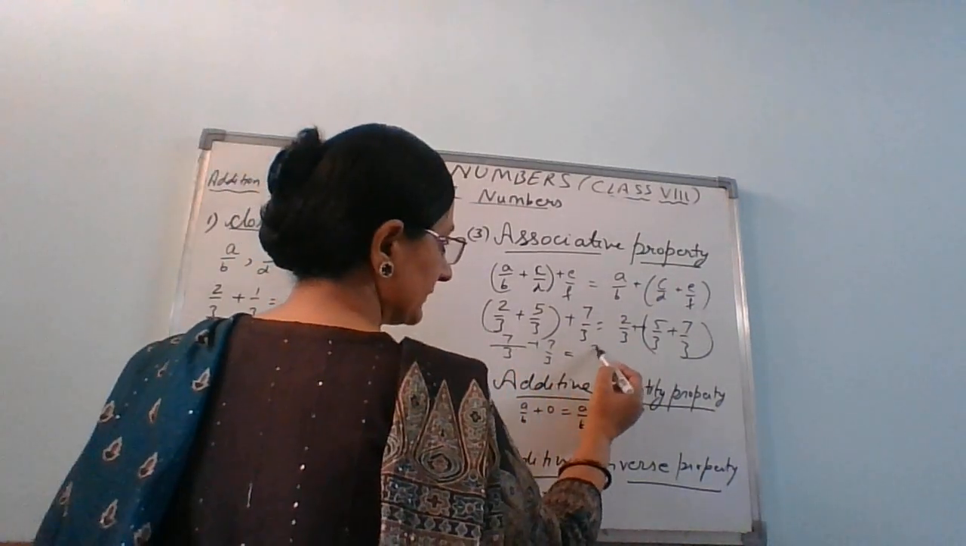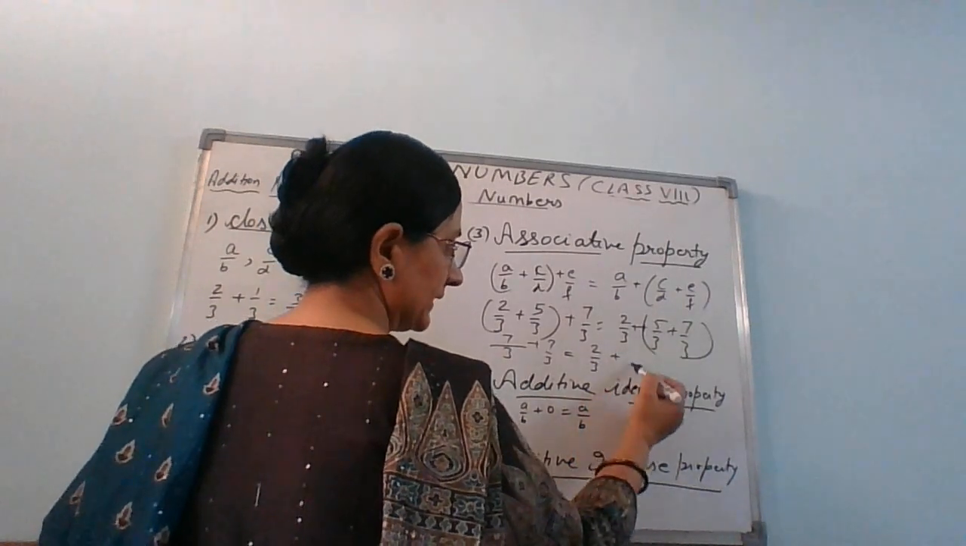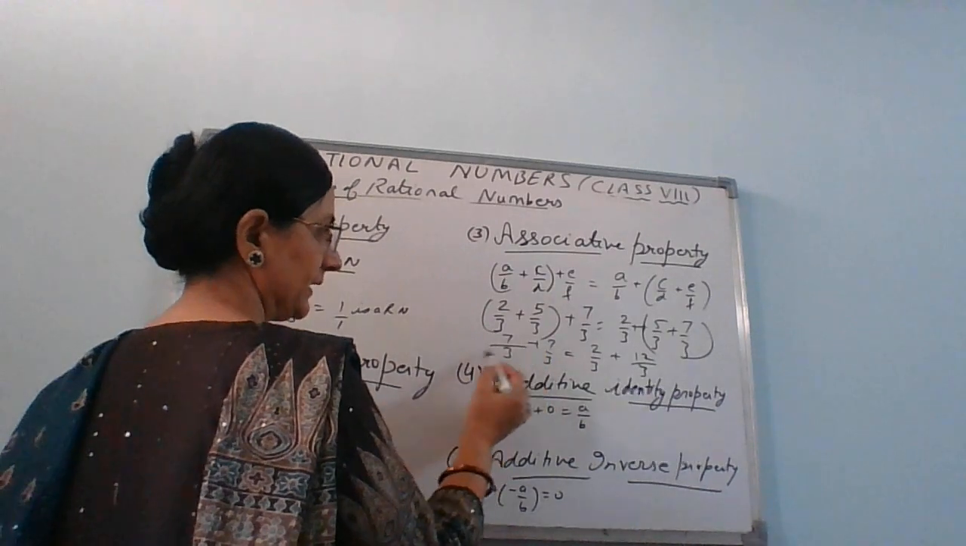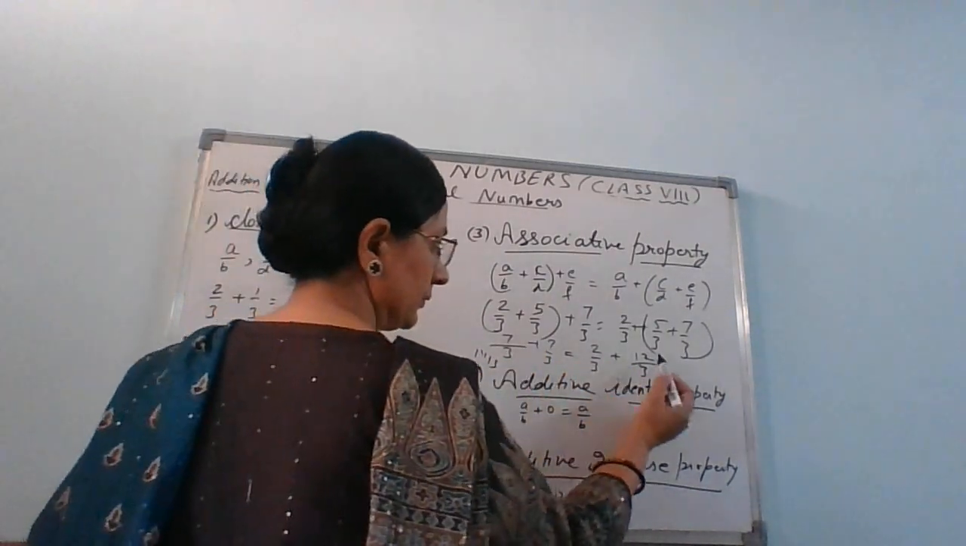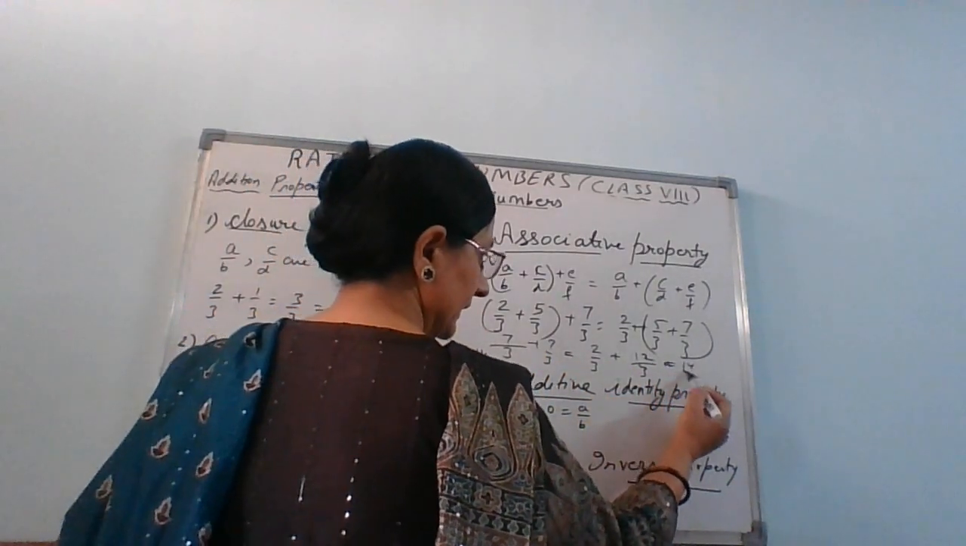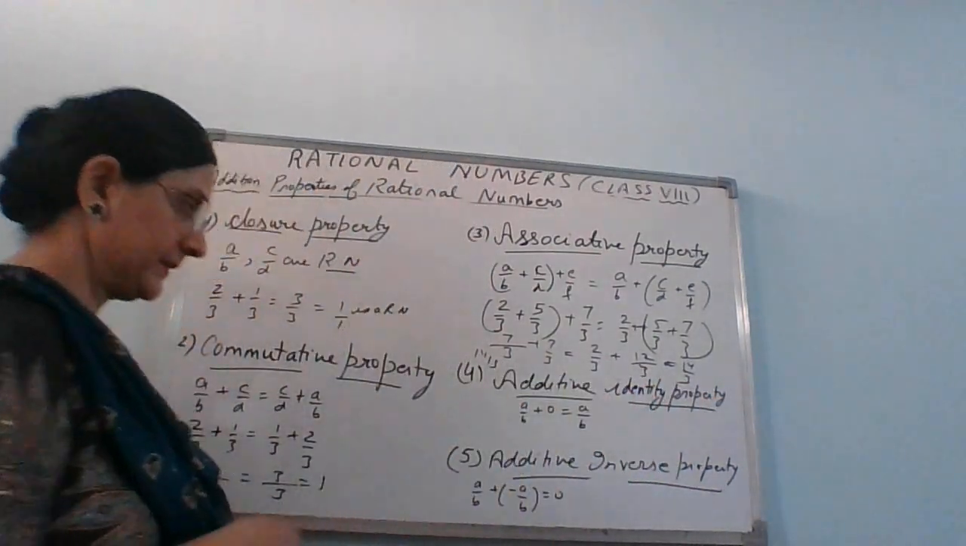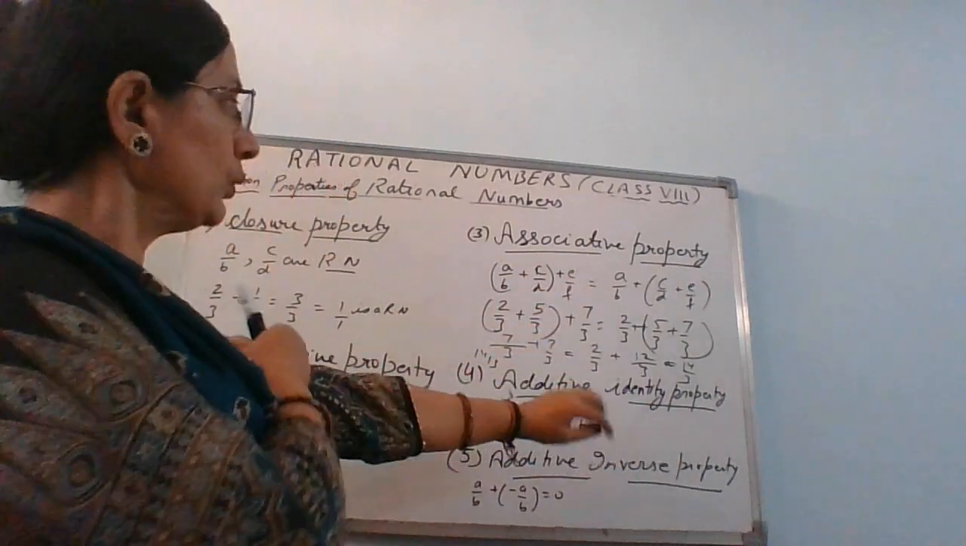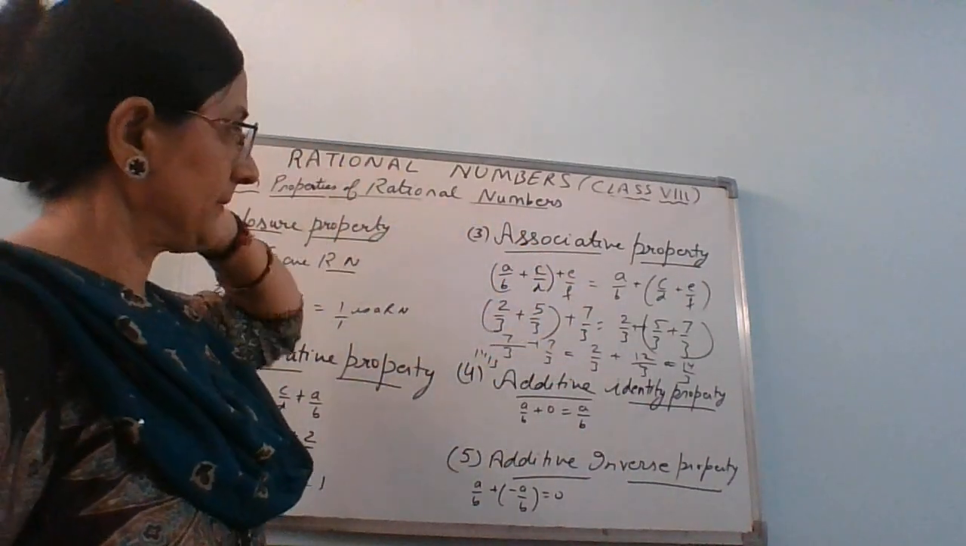Now here 2 by 3. First we need to solve these two. It is 12, right? So in both cases the answer is 14 by 3. Here also 12 to 14 by 3. So the answer remains the same, right? In addition only, not in subtraction. So associative property holds good in addition of rational numbers, right?